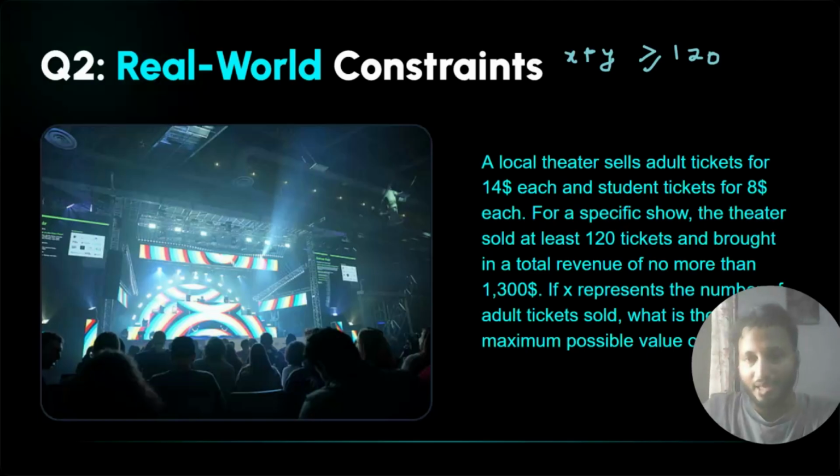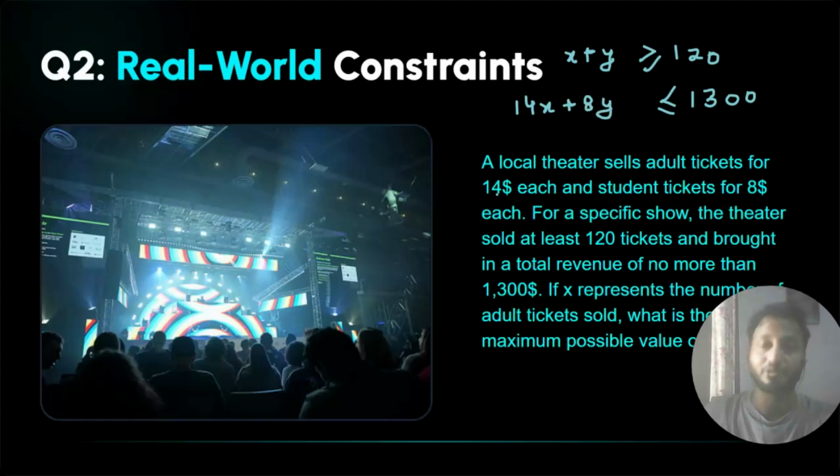Next, coming to the other statement, and brought in a total revenue of no more than $1,300. No more than means less than or equal to $1,300. And what is that $1,300? It is the revenue. And what generates this revenue? By selling $14 per ticket for an adult ticket and $8 per ticket for a student ticket. So if adult tickets are X in number, 14 is the price of one, so 14X will be the price for total adult tickets, plus 8Y will be the price for total student tickets. So this 14X plus 8Y is less than or equal to 1300.